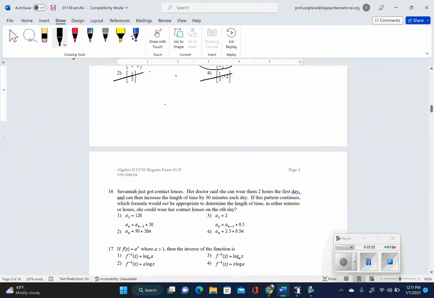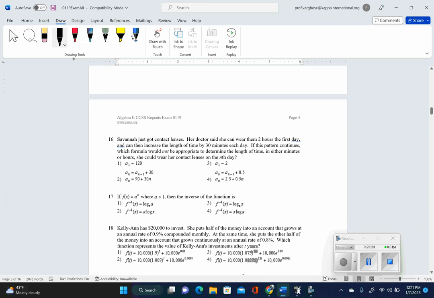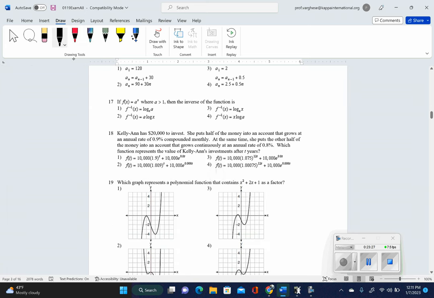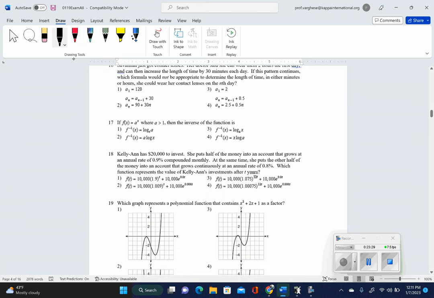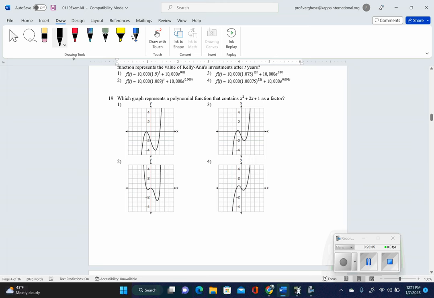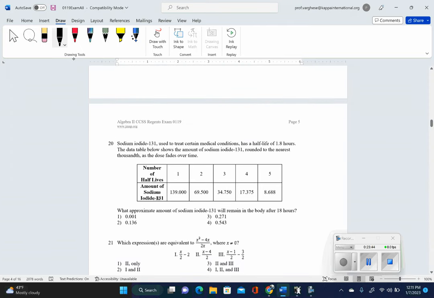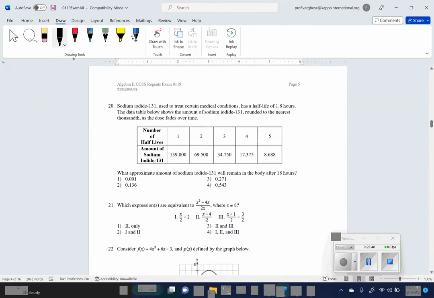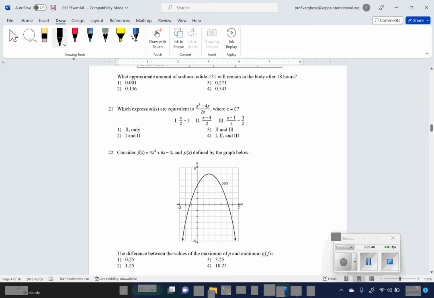Okay. All right. Another one. Inverse, nah. Right, all of these are like nah. Which graph represents a polynomial function that contains this as a factor? Nah. This is not calculator. This is calculator.